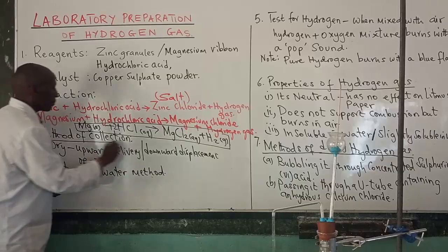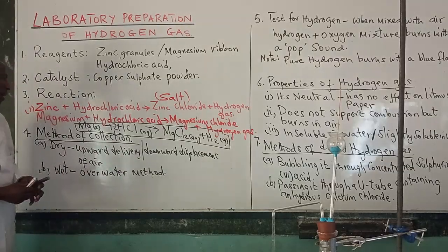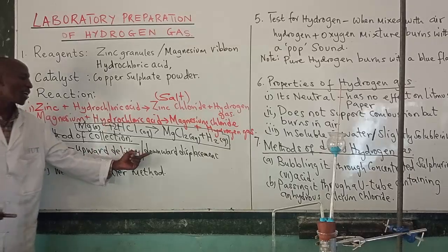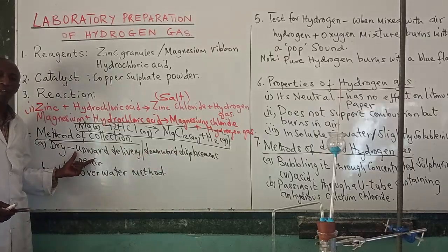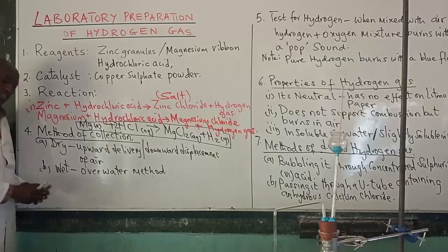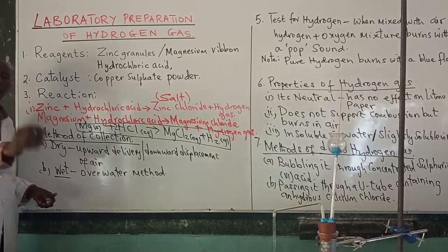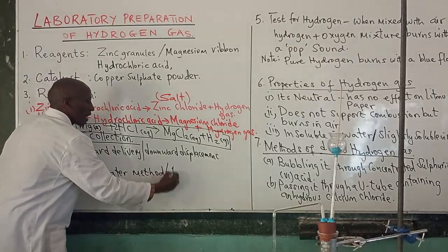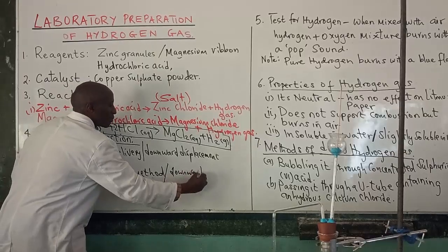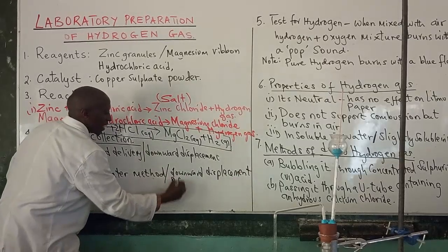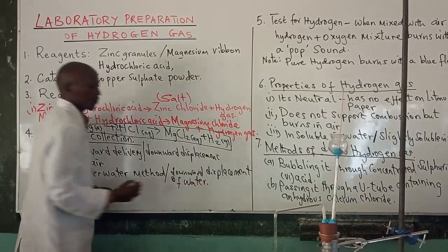Now let's look at item number 3, the mode of collection. When the gas is to be collected dry, we have upward delivery, also known as downward displacement of air. You collect it by displacing the air downwards. However, when it is collected as wet, like the way we have done it here, we have the overwater method. Also, we can refer to it as downward displacement of water.